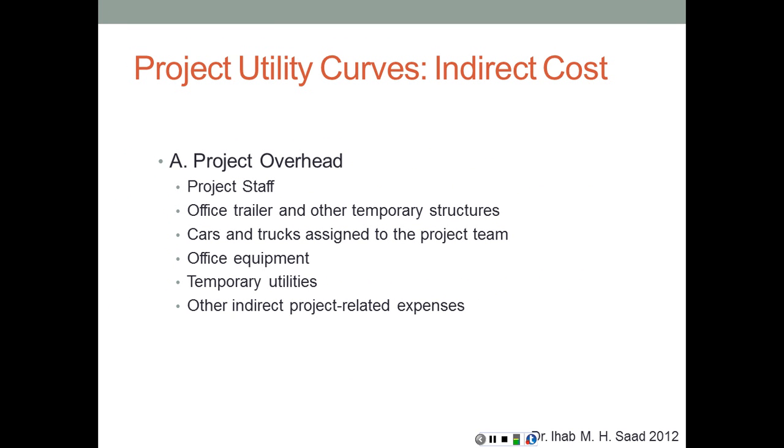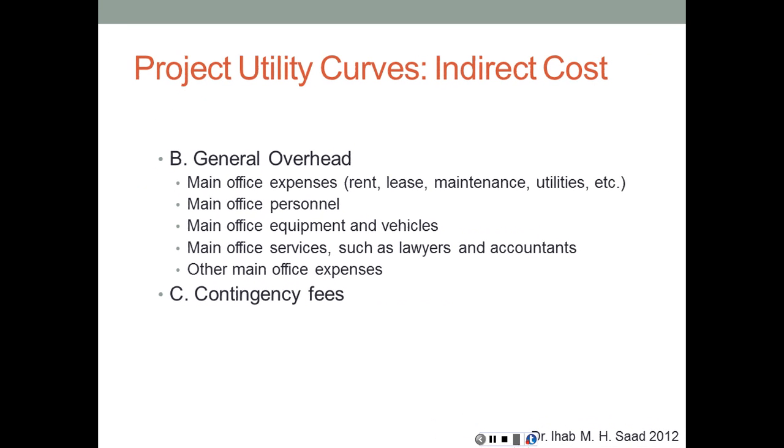The indirect cost is going to include, as we discussed before, the project overhead, including project staff, office trailer, cars and trucks assigned to the project team, office equipment, temporary utilities, and other indirect project-related expenses. And it's also going to include the general overheads, or the head office overheads, rent, lease, etc., main office personnel, main office equipment, services, and other main office expenses, and a contingency fee just for risk management.